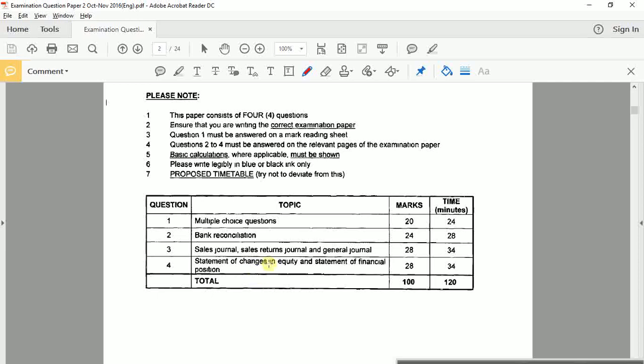Okay, so you like journals? Yes. Okay, so then just focus on the journals. Do question 3 first, because then it'll build confidence as well, and you'll be able to do it in a short amount of time. They've allocated 34 minutes for that question.